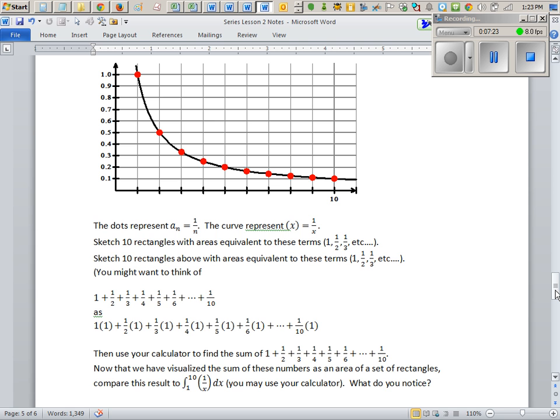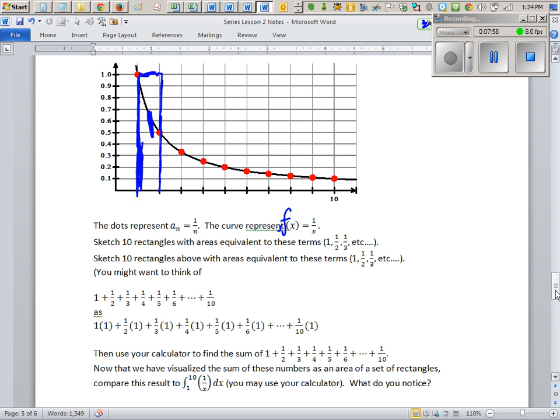So I do have a typo here. This should say f of x here. The curve represents f of x equals 1 over x. So what I'd like you to do is, starting at 1, we never start at 0 with the series, draw a rectangle with area 1. After you draw it, go ahead and write 1 in here.